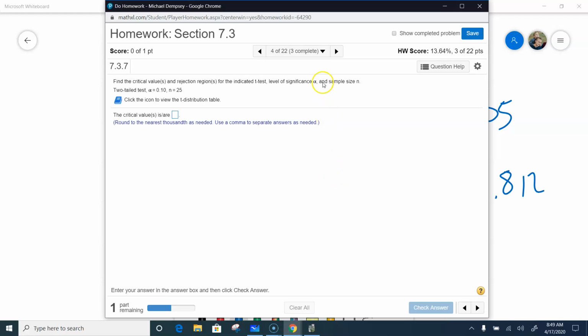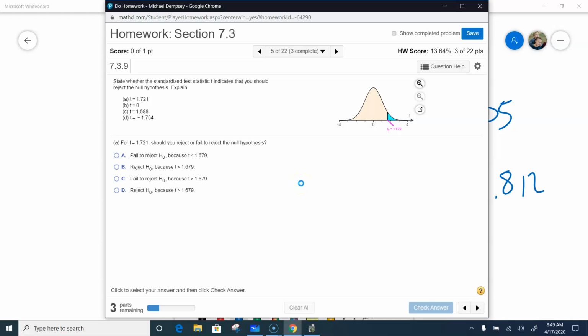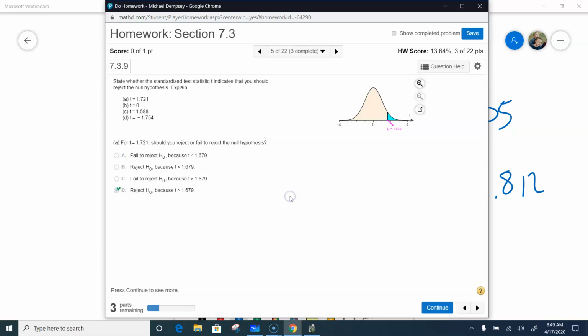Okay, so let's jump ahead to number 5. This next one's pretty similar. State whether standardized test statistic T indicates that you should reject the null hypothesis. Our critical value is going to be 1.679, and it's just right-tailed. So if in part A T is 1.721, we would definitely reject the null, right? Because 1.721 is up above this. It's a right-tailed test. Let's try another one.